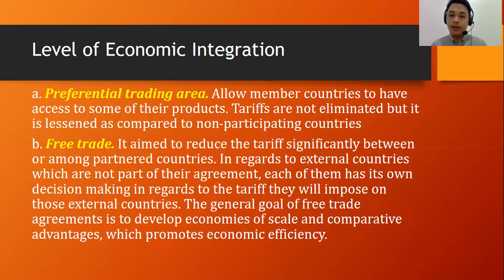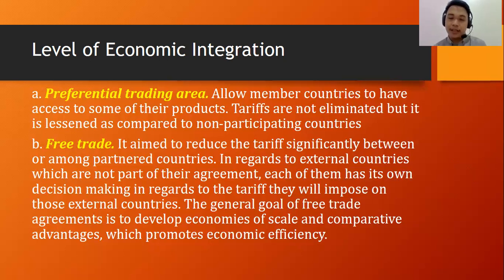We are part of ASEAN, Association of Southeast Asian Nations. So parte na ang Pilipinas. Sa preferential, pwede nating i-access yung mismong product ng Thailand because Thailand is part of the ASEAN as well. So probably, ganun din yung nagiging example nun sa Thailand. So pwede nilang i-access din yung ating product. But it does not eliminate the tariff.